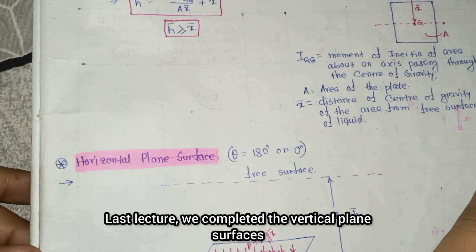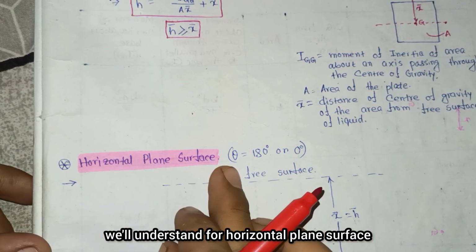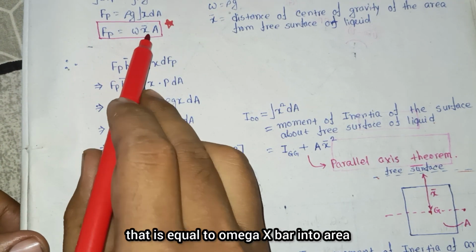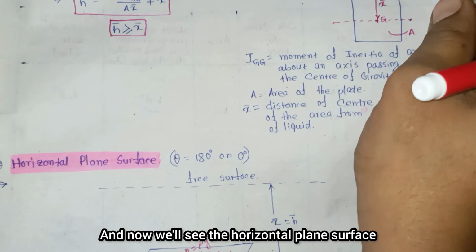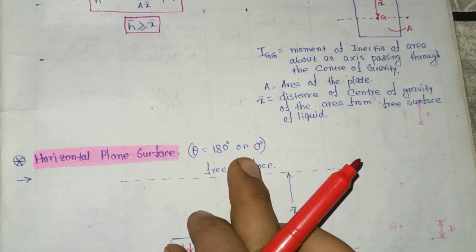Last lecture, we completed the vertical plane surfaces. In this lecture, we'll understand the horizontal plane surface. So for the vertical plane surface, Fp, that is the pressure force, is equal to omega x bar into area. And now we'll see the horizontal plane surface. So theta is equal to 180 degree or 0 degree.